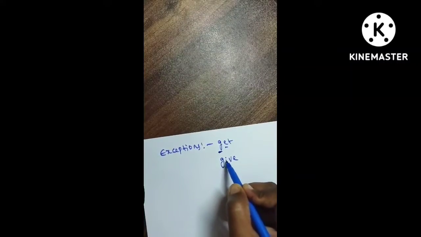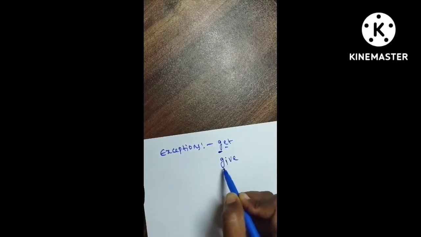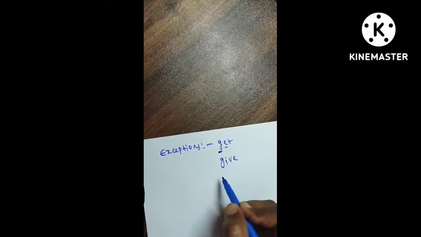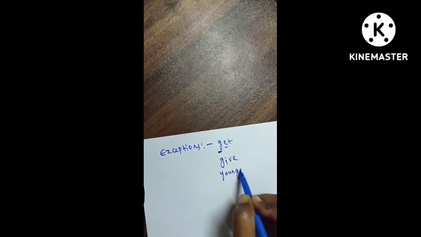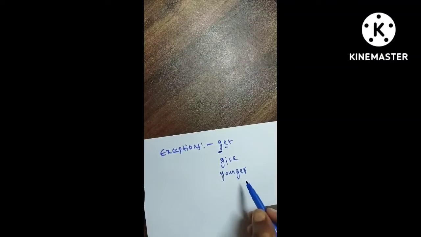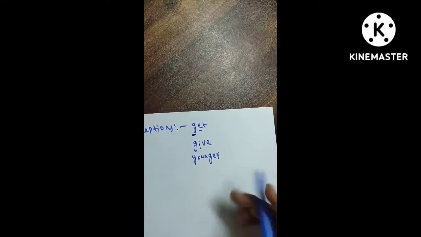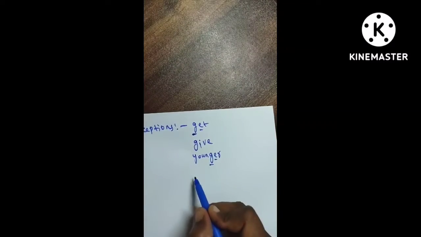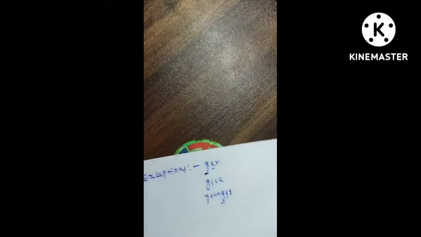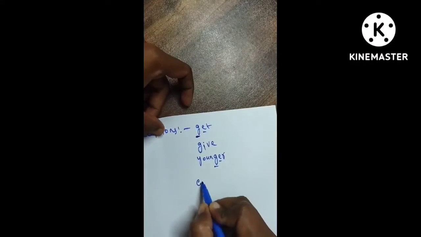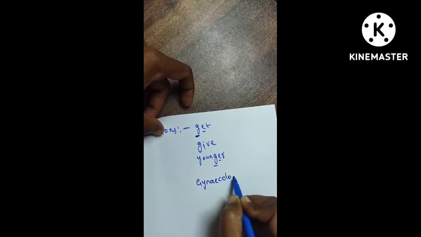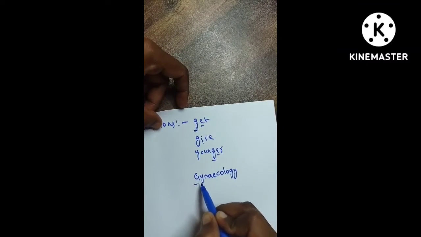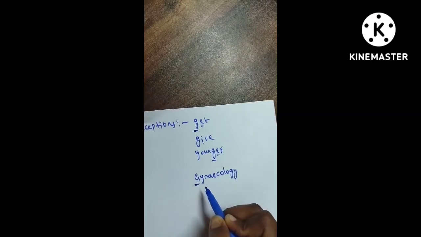And after G here I is there, so it's supposed to make the sound Ji, but this is give. And younger. In this word younger, after G E is there, but this is not younger, it is younger. Gynecology. According to our rule, this G makes the soft G sound, but this is not Jynecology. This is gynecology. Okay, friends.